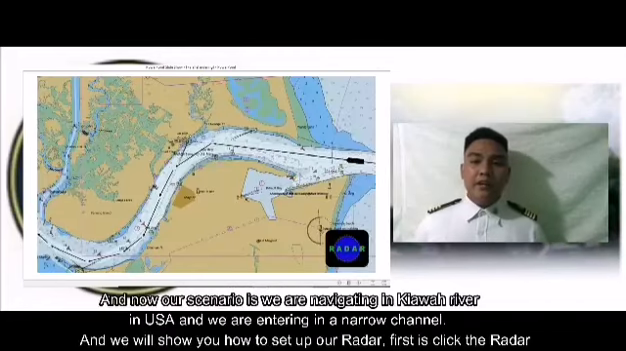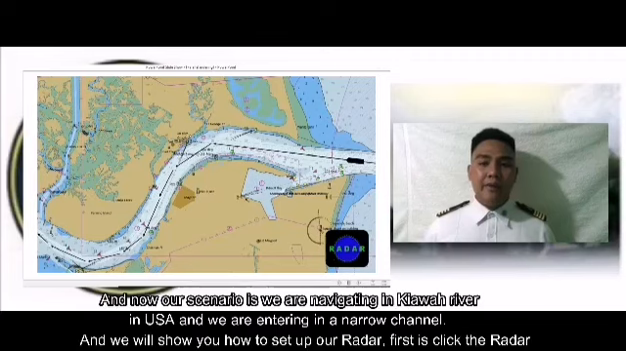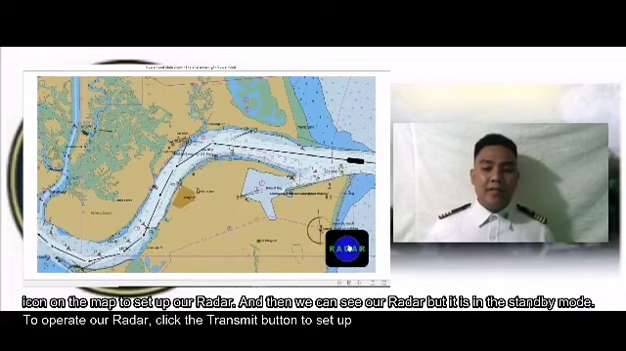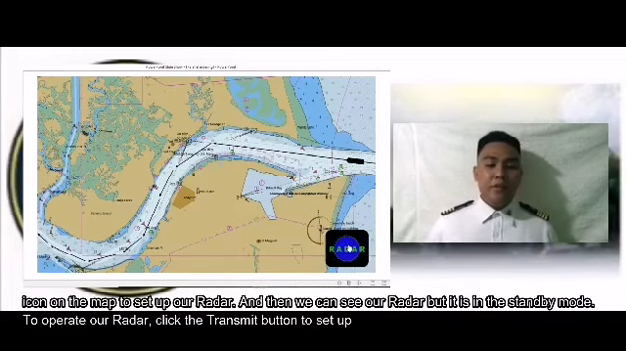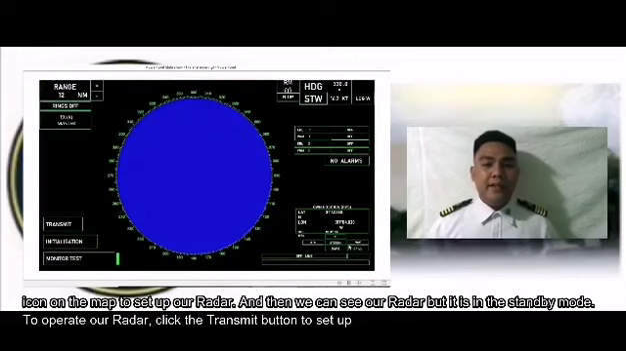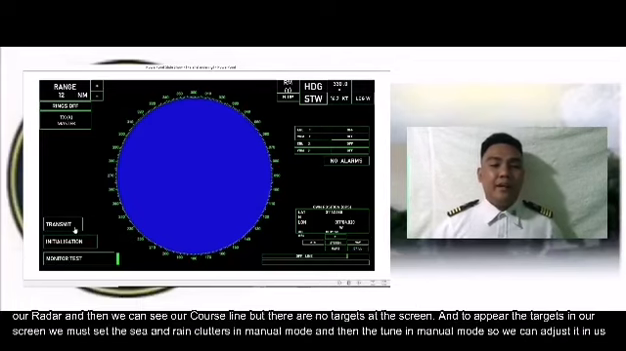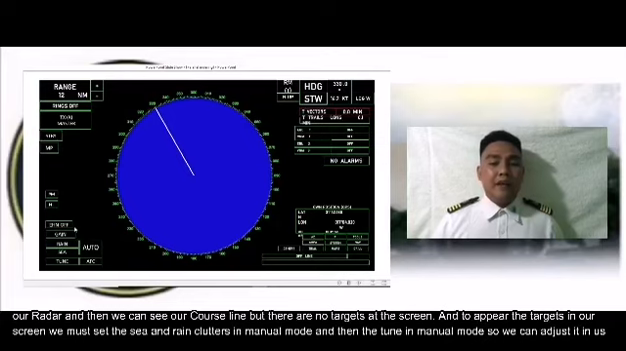Now, our scenario is we are navigating in Kiowa River in USA, and we are entering a narrow channel, and we will show you how to set up our radar. First, click the radar icon on the map to set up our radar, but it is in standby mode. To operate our radar, click the transmit button, and then we can see our course line, but there are no targets on the screen.